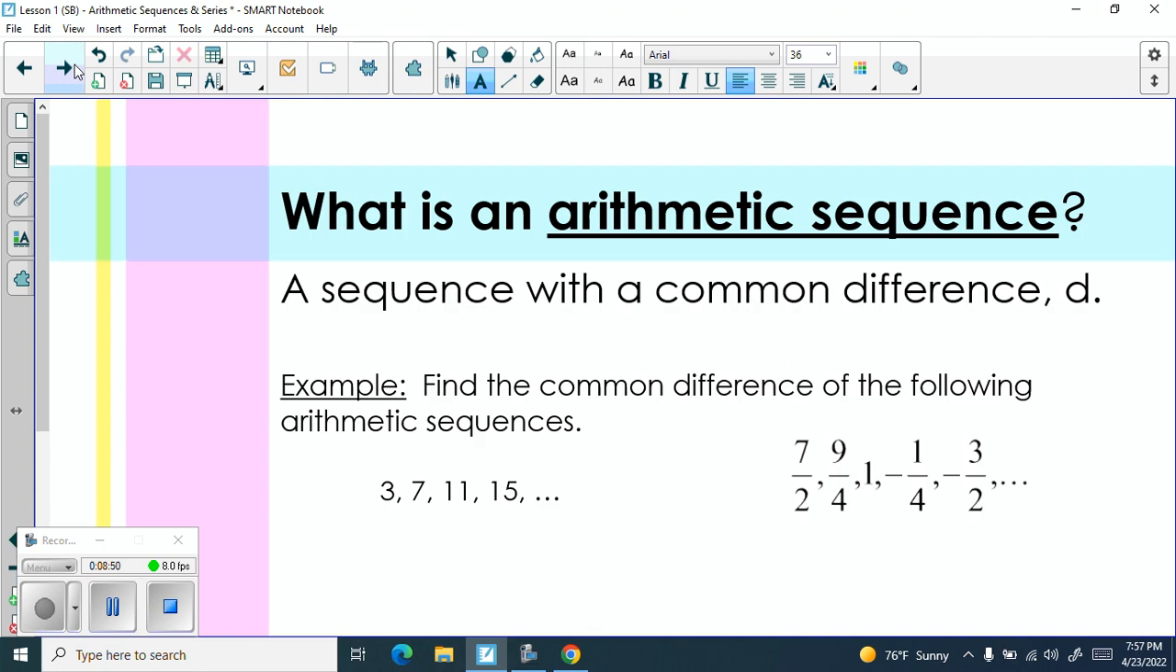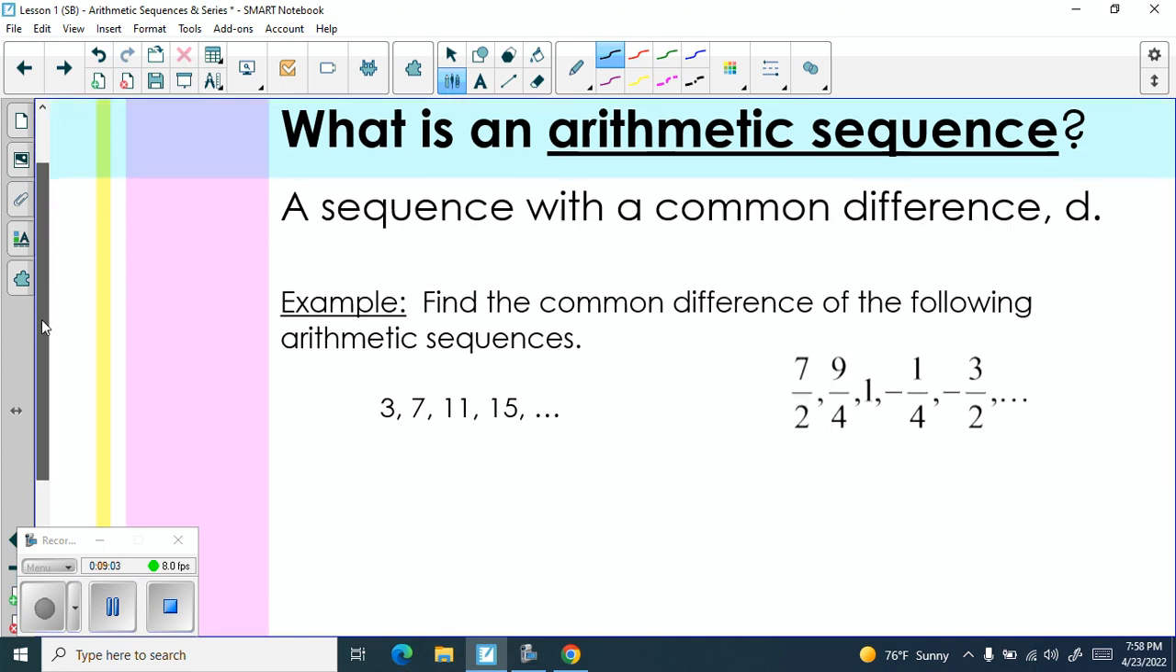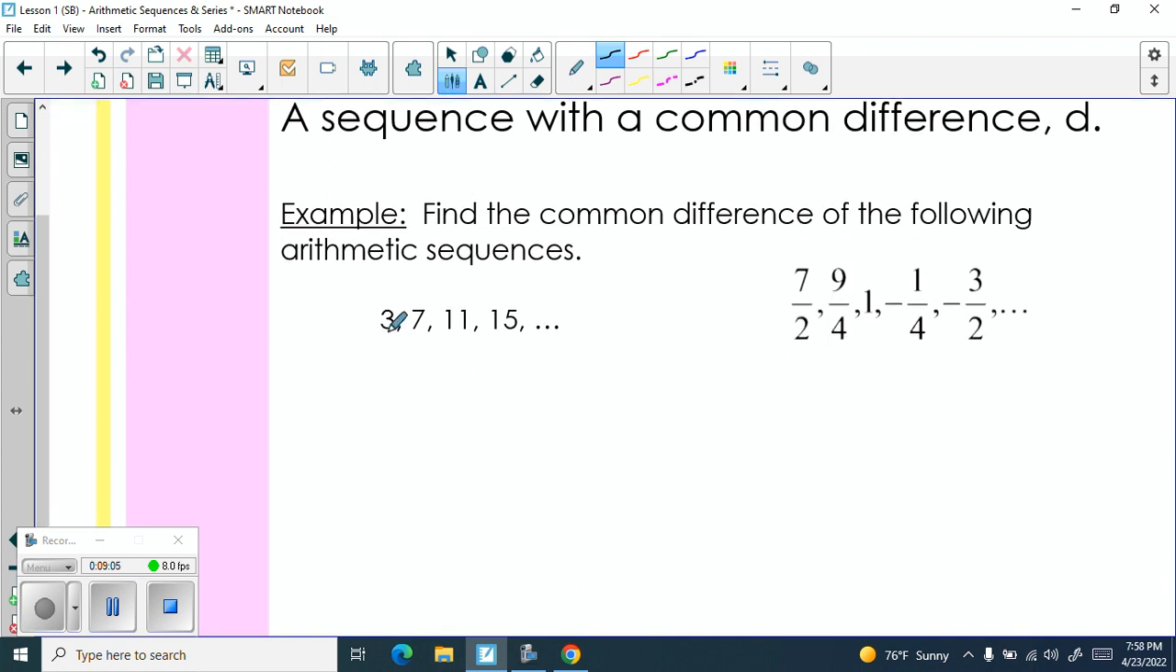So what is an arithmetic sequence? It's a sequence with a common difference. We call that difference d. So whatever we're adding or subtracting every time is what the d represents. So if we look at our first sequence here, we got 3, 7, 11, 15. Each time we're adding 4, so our d is 4.